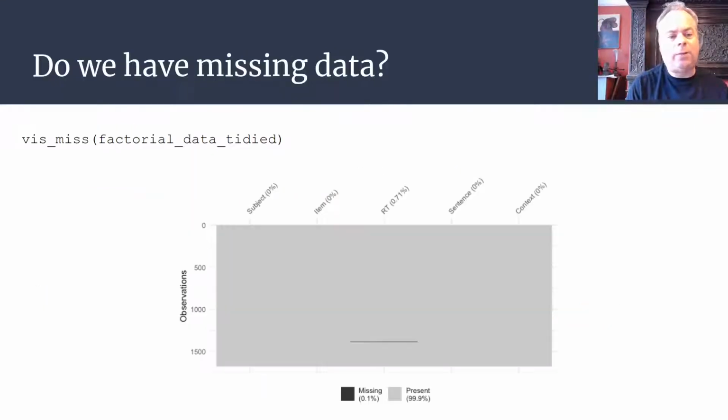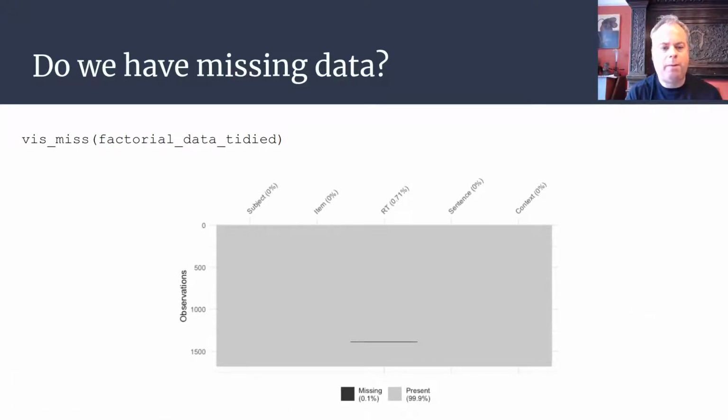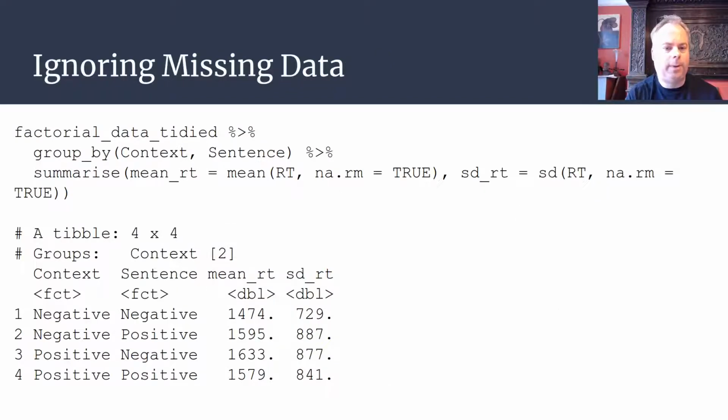There's a really nice function called vis_miss that's in the visdat package, and that actually will produce a visualization of our entire data frame, and it will actually tell us if there are any cases where we've got missing data. So if we're actually to take our tidied data frame, factorial data tidied, and put it into the vis_miss function, we'd actually see that down here, maybe around about participant 1400 or so, we've actually got some missing data. So overall in the data set, we've got 0.1% of missing data. So we need to do something about that, okay?